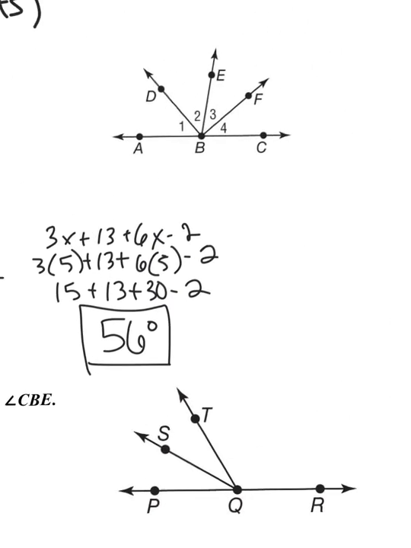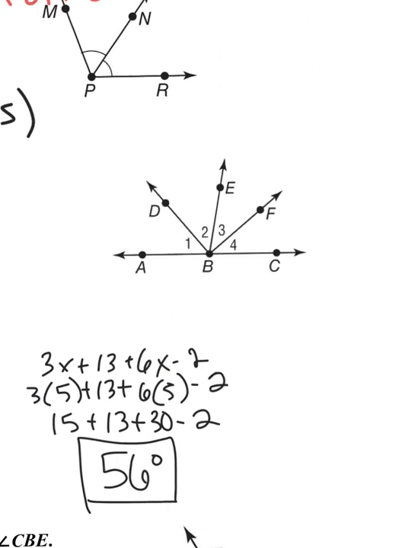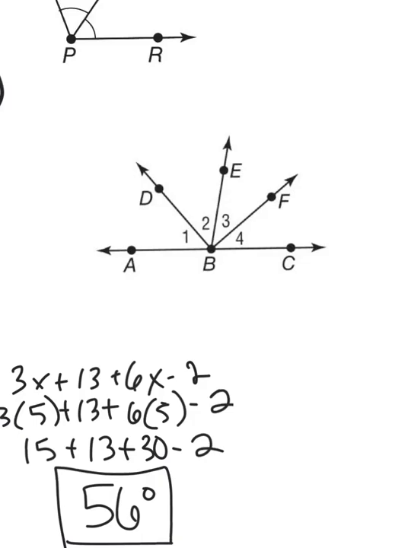So for the next question, we're using this image right here. On the directions, it says that BA and BC are opposite rays. That means it forms a straight line, and that means it should equal 180 degrees. It also tells us that BF bisects CBE.